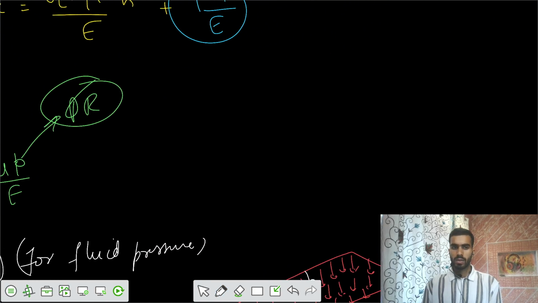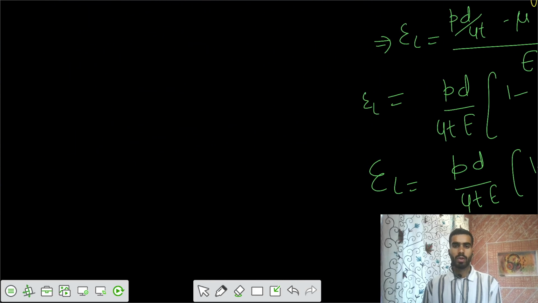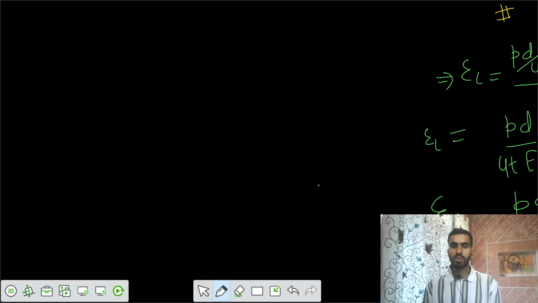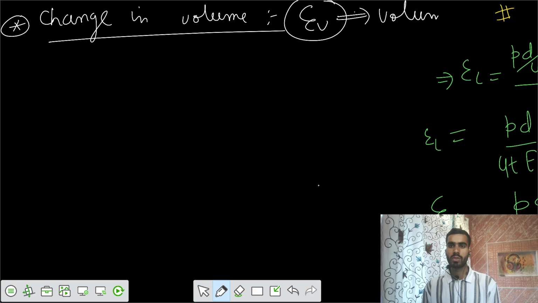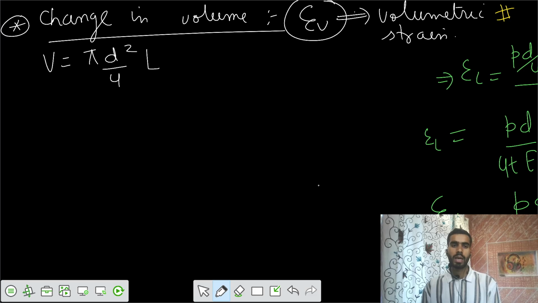So we got these strains. Now because we have normal strains, we can have what we call a change in volume. Normal stresses cause normal strains, and because of normal strains we can have a volumetric change, that is volumetric strain. For this cylindrical shell, we can say volume equals pi d square by 4 into L.